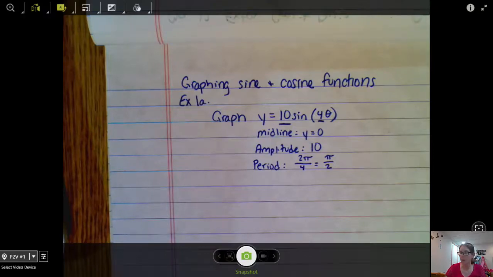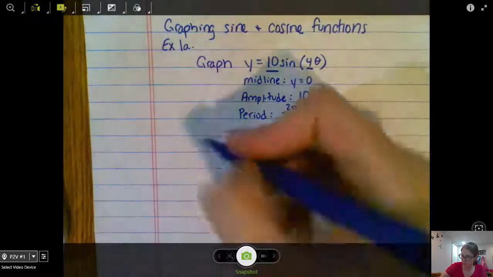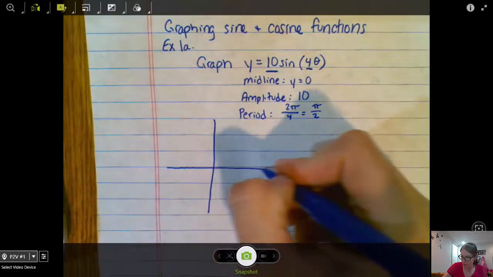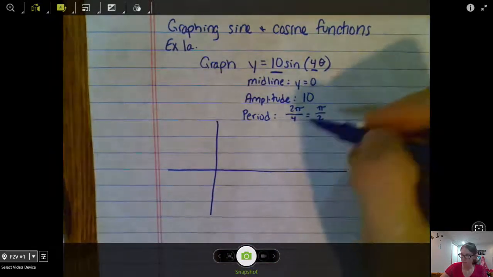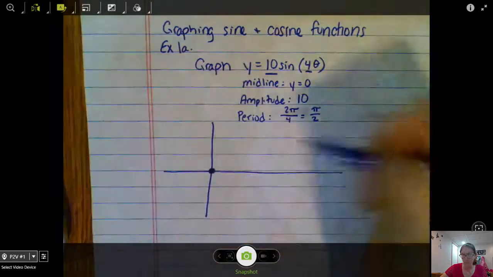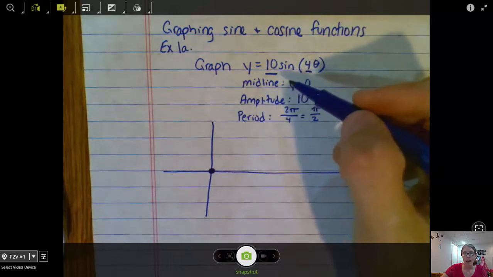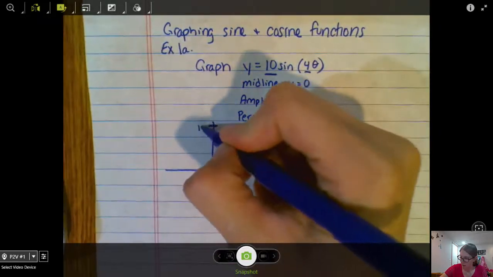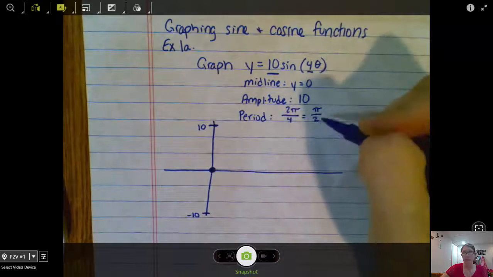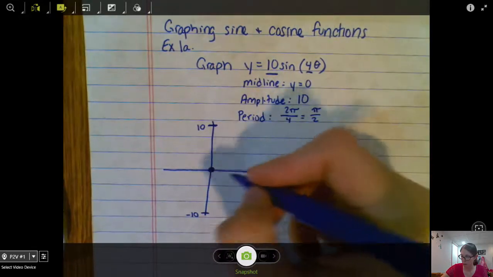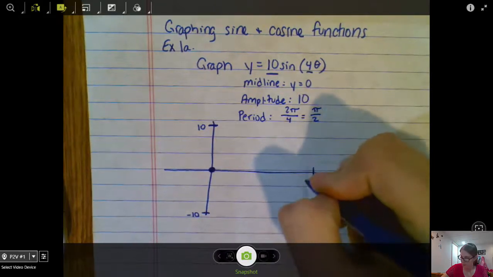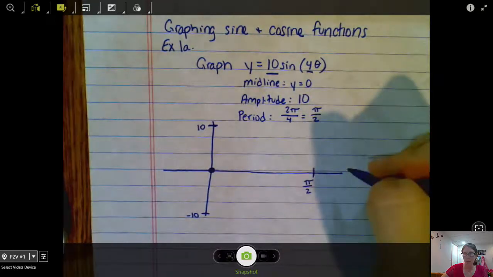All right, let's start graphing with the information that we have. I'm going to draw my x and my y axis in here. And it's sine, so I know sine is going to start at the origin. Our amplitude is 10, so we'll go up to 10, and we'll go down to negative 10. I also know the whole period is pi over 2. So I'm going to go out a little ways, and I'll have this represent pi over 2.